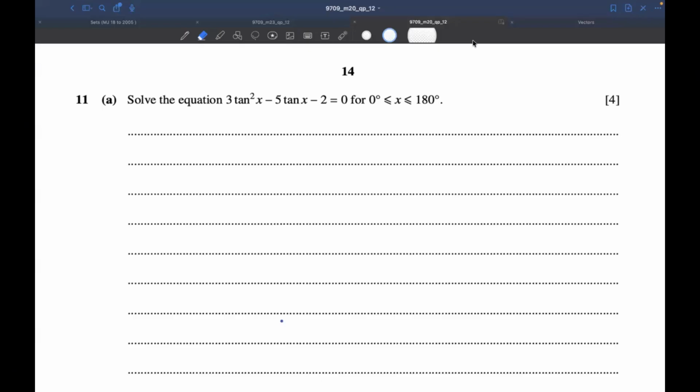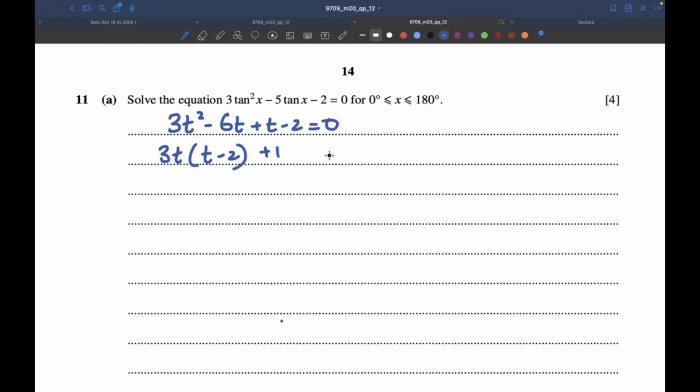In question number 11, we have to solve the equation 3 tan squared theta minus 5 tan theta minus 2 equals 0 for 0 to 180. So in the first step, we can solve this quadratically. We can apply middle term breaking as well. We'll get 3 tan squared minus 6 tan plus tan minus 2 equals 0. Taking 3 tan common, we'll get (tan - 2). Taking 1 common, we'll get (tan - 2) equals 0. So we'll get tan theta equals 2 and tan theta equals negative 1 upon 3.